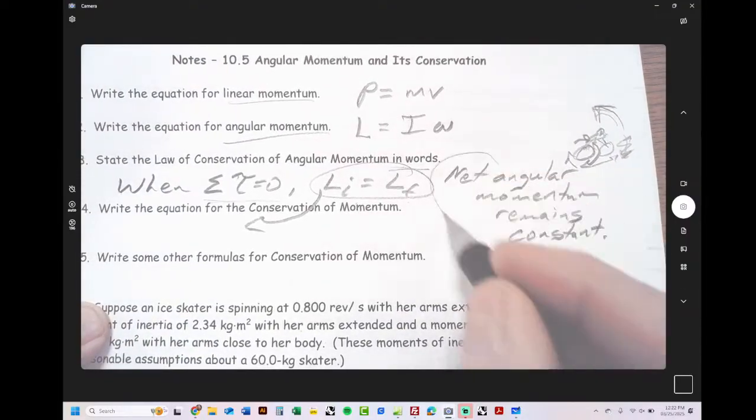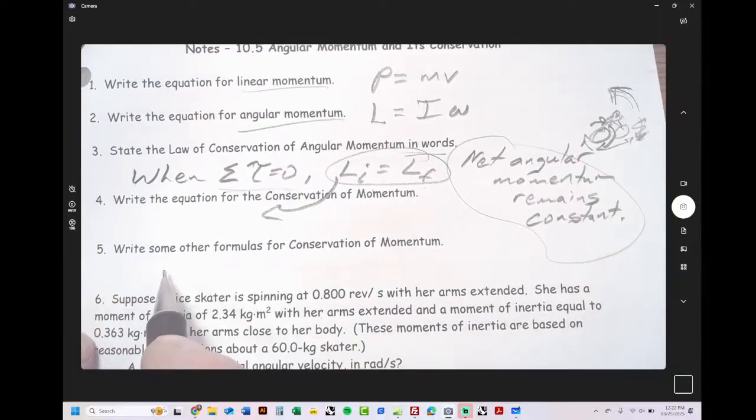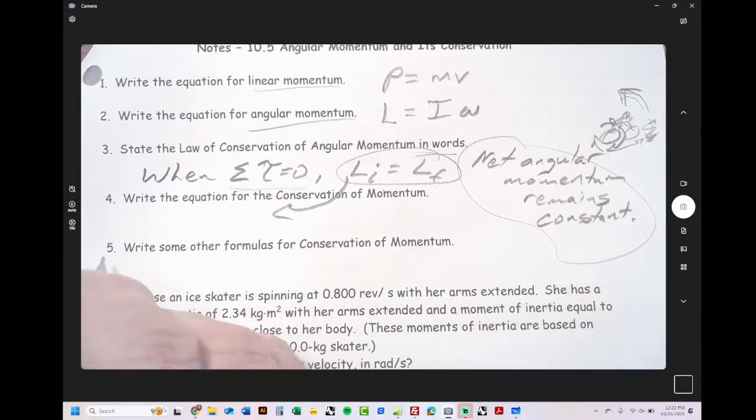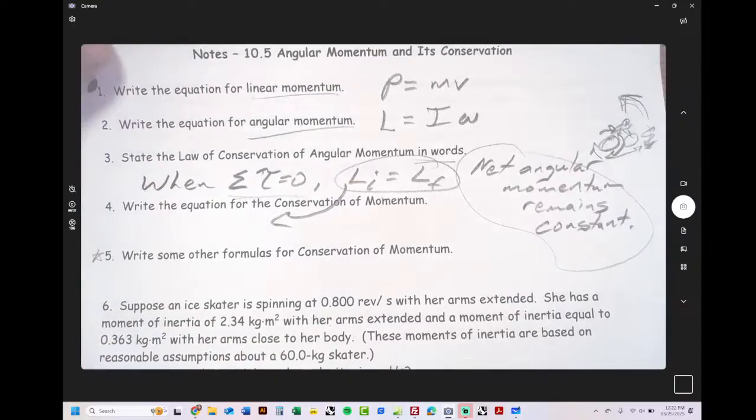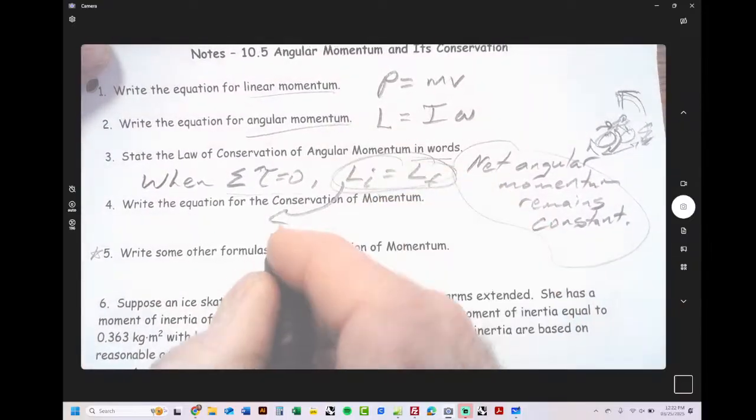But anyway, this is what I meant to write up there in words. Write some other formulas for conservation of momentum. Maybe we'll do that sometime. That just muddies the water right now. This was supposed to go here.